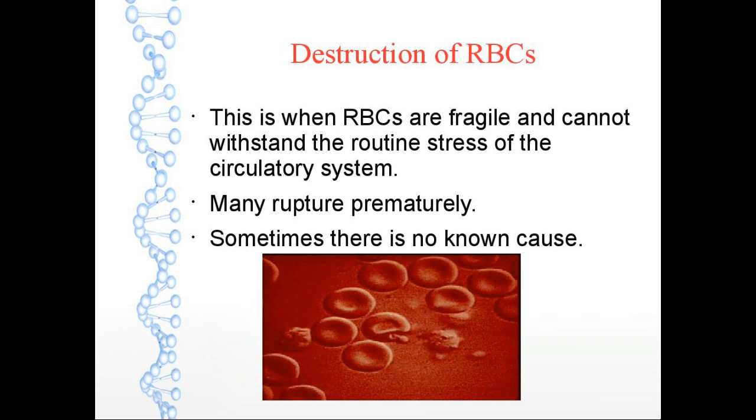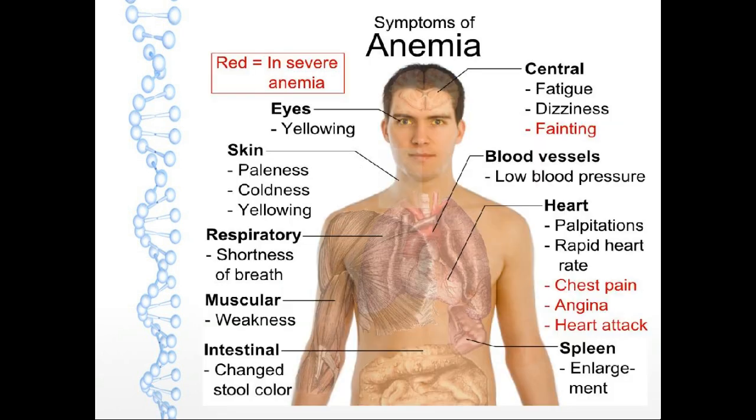In the case of destruction of red blood cells, this is when red blood cells are fragile and cannot withstand the routine stress of the circulatory system. Many may rupture prematurely, and sometimes there is no known cause for this. The picture on this slide shows the rupturing of a red blood cell.